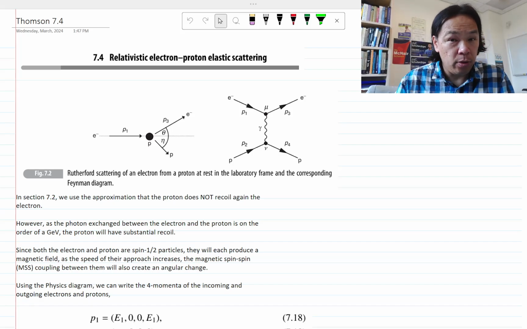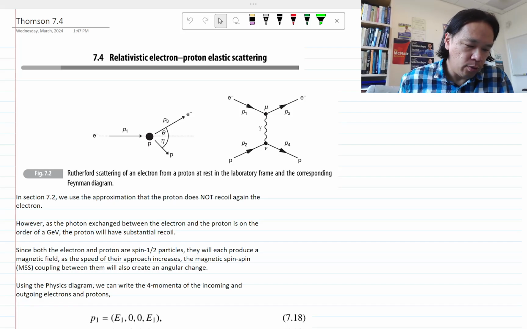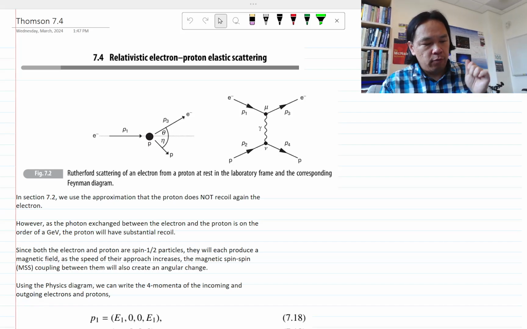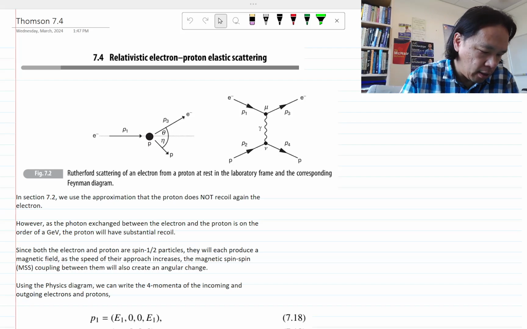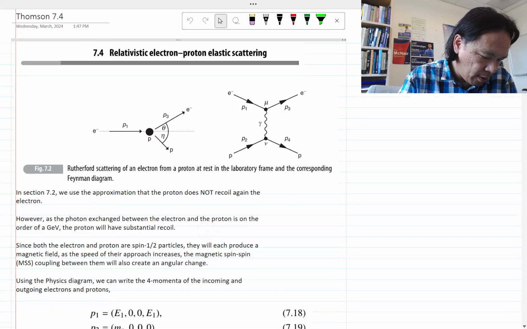Here, we're going to take away one of those assumptions: we're going to have a relativistic electron, and the proton is going to recoil away. And we're going to see how this affects the kinematics of the interaction.